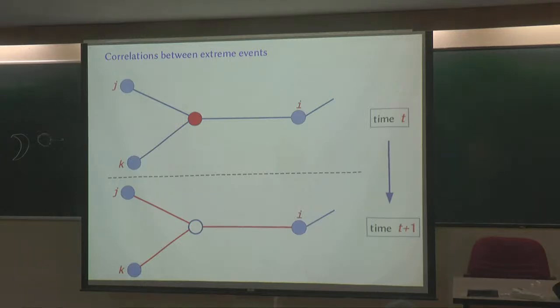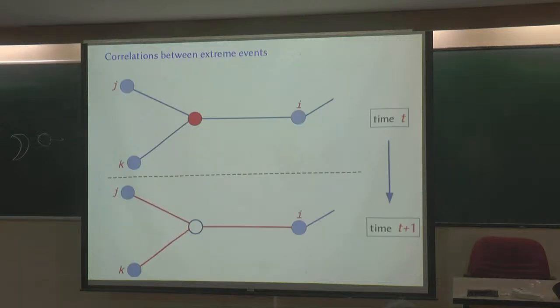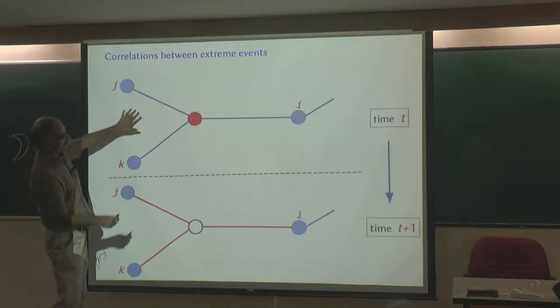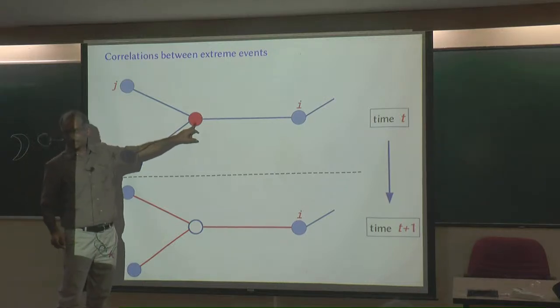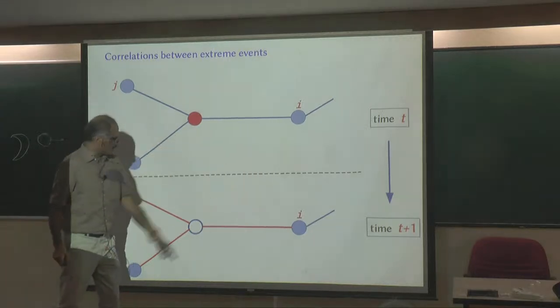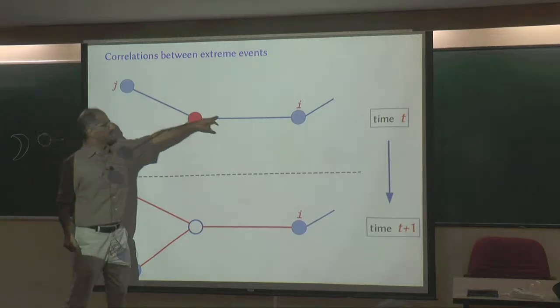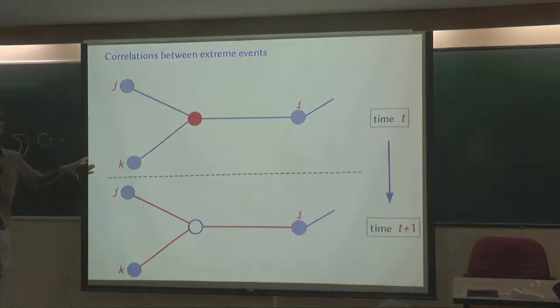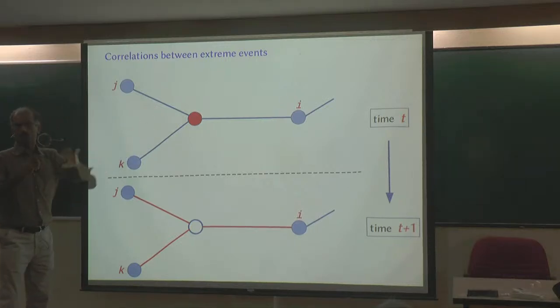And especially, so that is something different. And you can also ask the question, suppose I have a snapshot of a network like this. At time t, there is an extreme event here at this point, shown in red. Now at time t plus 1, there is a possibility that one of these three edges will experience an extreme event, one or all three maybe, or any two and so on.